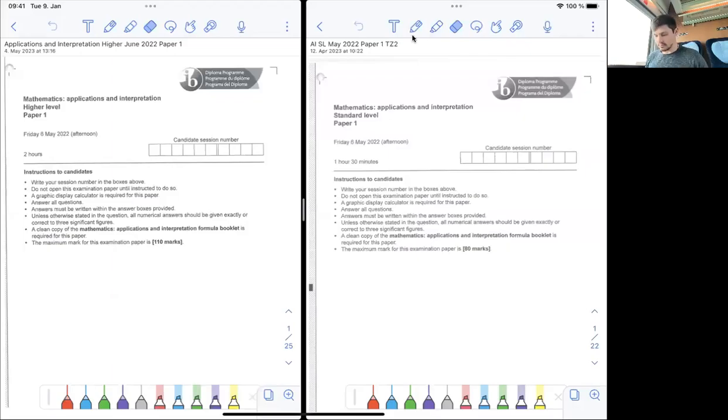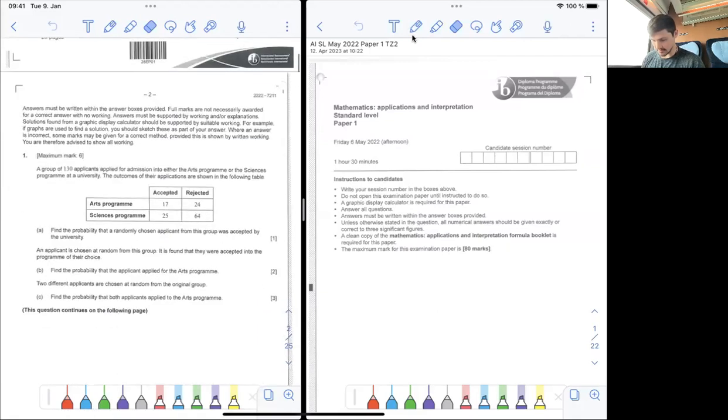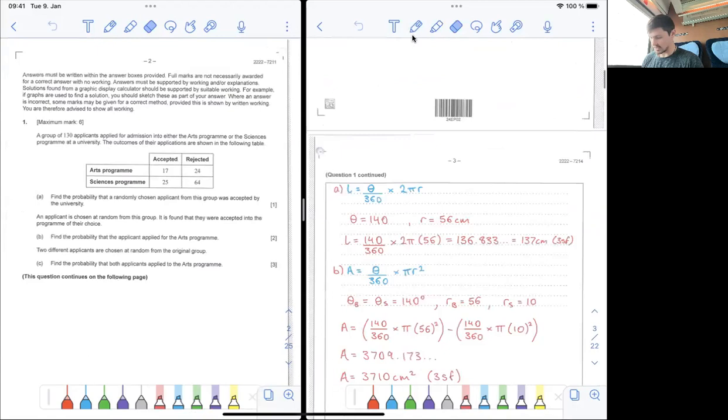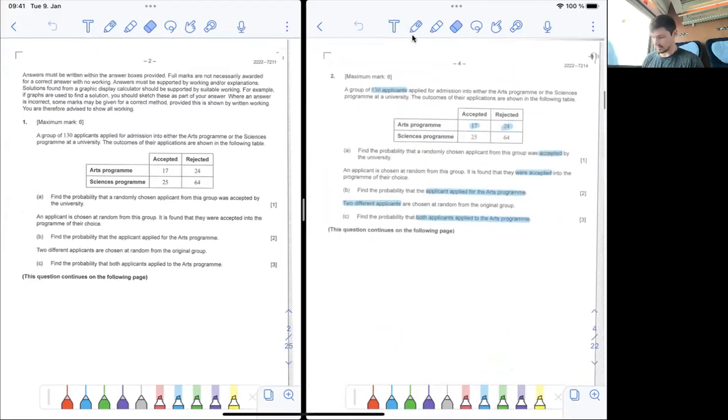Okay, question 1 from the AIHL exam is here, which is the same as question 2 from the AISL exam, which is here. So the following recording is my answer to the AISL exam question 2.